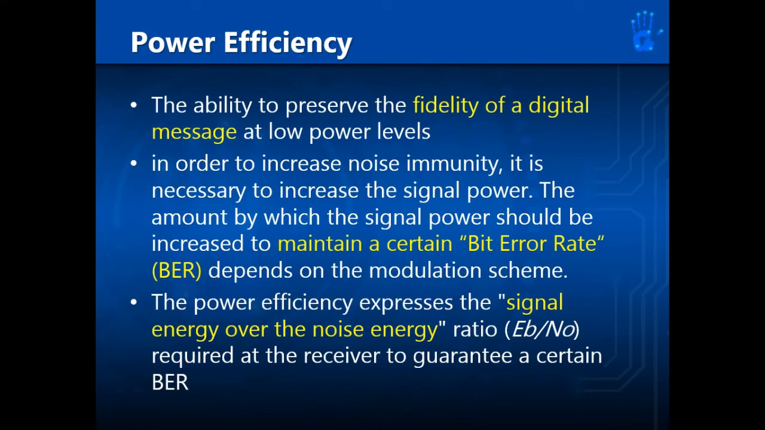Power efficiency. This is the ability to preserve the fidelity of a digital message at lower power levels. In order to increase noise immunity, it is necessary to increase the signal power. The amount by which the signal power should be increased to maintain a certain bit error rate, or BER, depends on the modulation scheme. The power efficiency expresses the signal energy over the noise energy ratio required at the receiver to guarantee a certain BER.